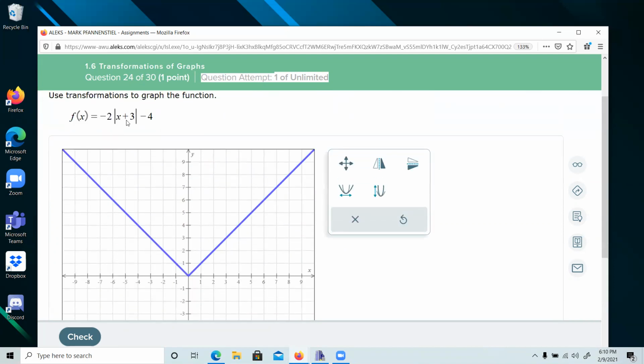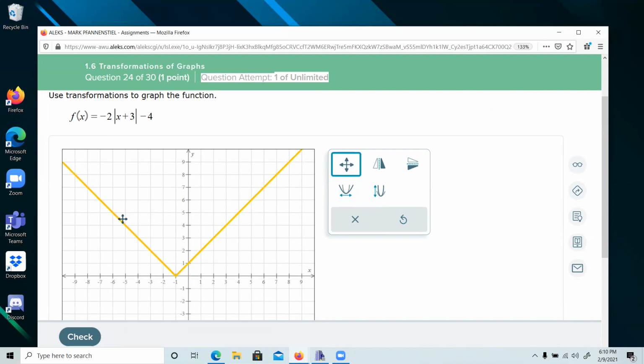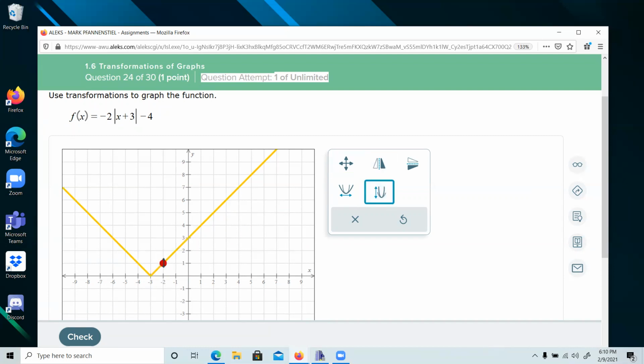But we're going to go right. We're going to go 3 to the left or right, right? 3 to the left. 1, 2, 3. We're going to multiply it by a -2. So instead of this point here, I'm looking at -2, 1. And if I was going to bring this up, then I'm going to go 1, 2 units here.